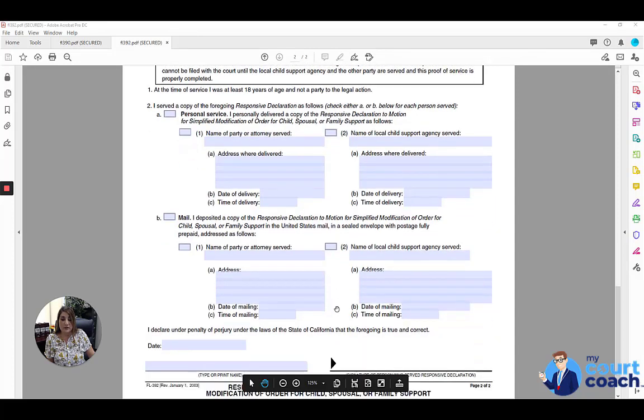Your process server should sign and date this form, and that would complete the form.